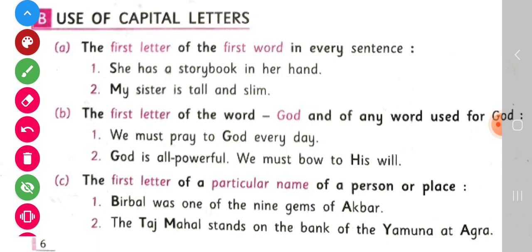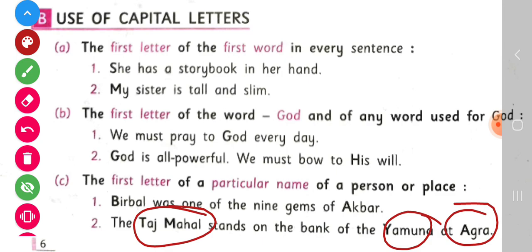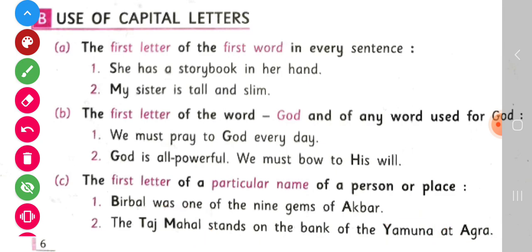Okay children, the next sentence for example is the Taj Mahal stands on the bank of the Yamuna at Agra. In this sentence you can see Taj Mahal, Yamuna and Agra. Here these three names are particular, and the first letter of these words, here is T and here is M and here is Y and here is A, is capital, because you know this is the rule.